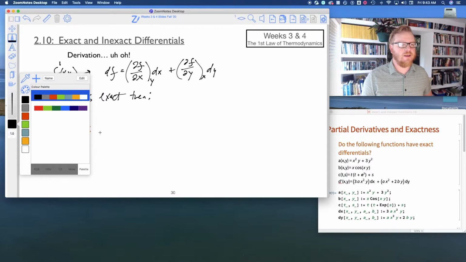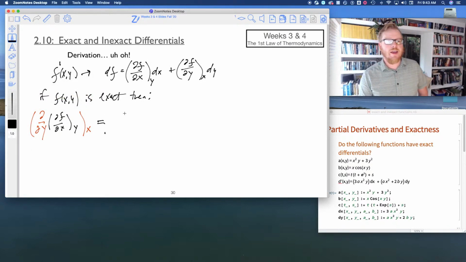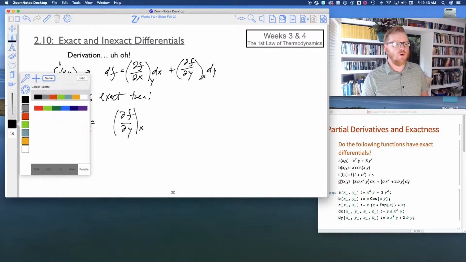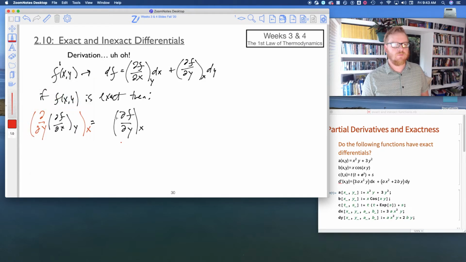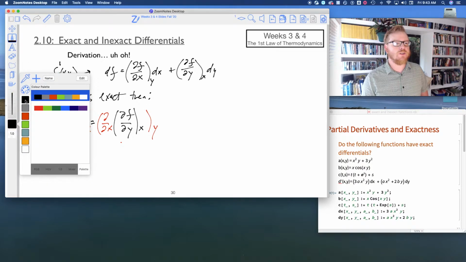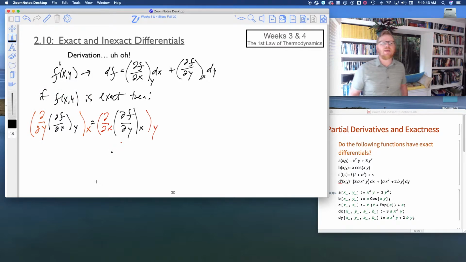Okay, get the black. Okay, here we go. Then the following must be true. If I examine now the first derivative of f with respect to y at constant x, let's make a little bit of room here, then this all will equal the second derivative in x, all with respect to y. So in other words, what this exact differential means is I can take the derivatives in any order.